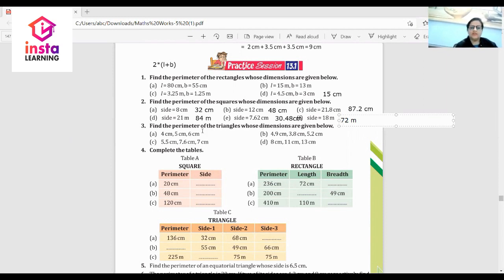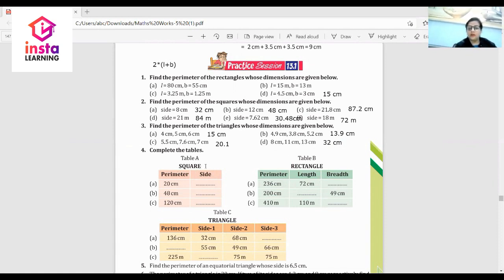Now, find the perimeter of a triangle whose dimensions are already given. So, what you have to do is you have to add. 5 plus 6, 4 plus 6 is 10. 10 plus 4 plus 5 is 15. So, 15 centimeters is the answer. Now, 4.9. So, 13.9 centimeter when we add it. When we add these, we will get 20.5. When we add 8 centimeter, 11 centimeter, 13 centimeter, we will get 32 centimeter likewise.